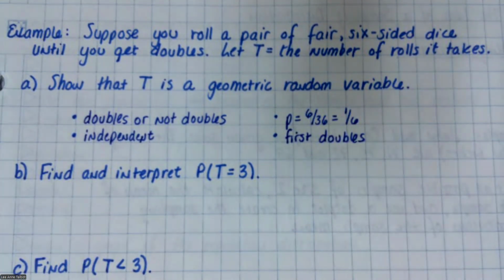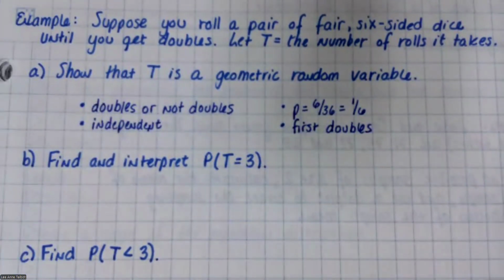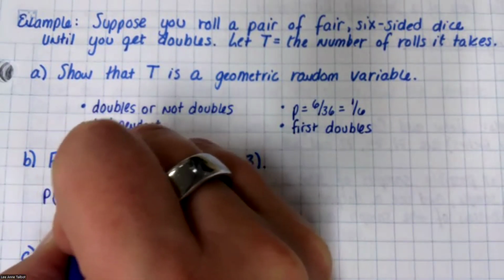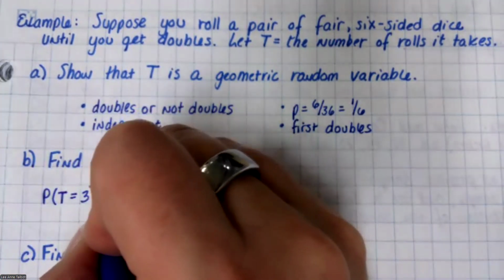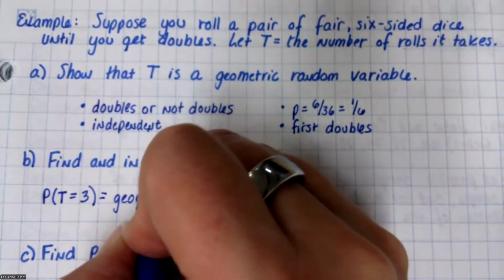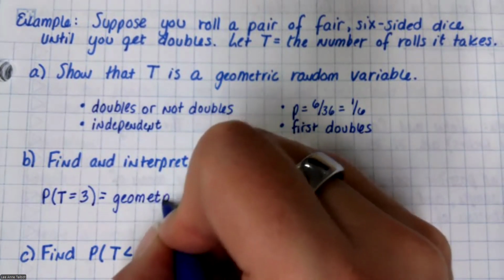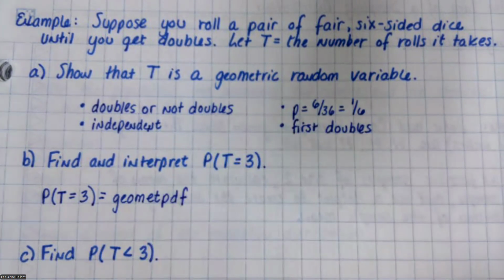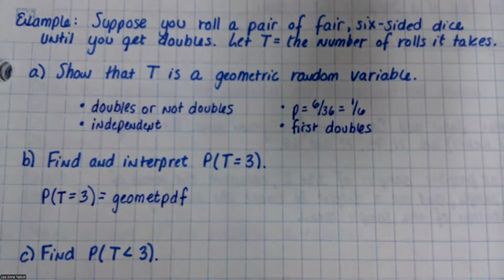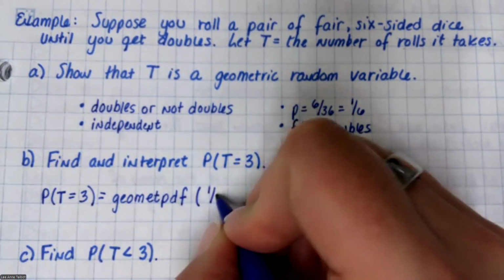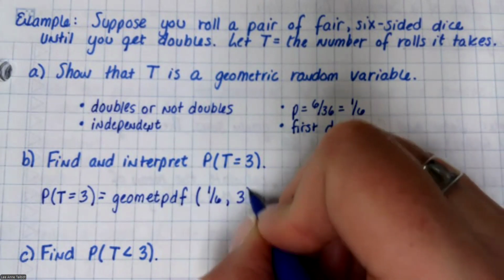Okay, so check geometric. Find and interpret probability T equals 3. Okay, so proper random variable notation, probability T equals 3. Geometric, is it PDF or CDF? PDF. Yep, because it's exactly 3. So PDF with the equals. Nice job. Okay, and we have 1/6, comma 3.